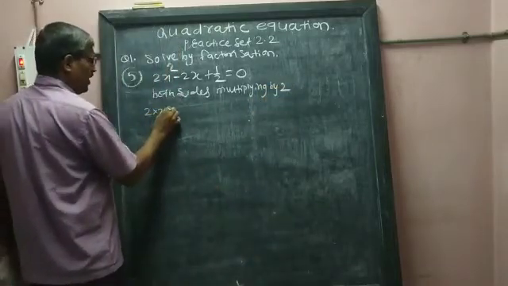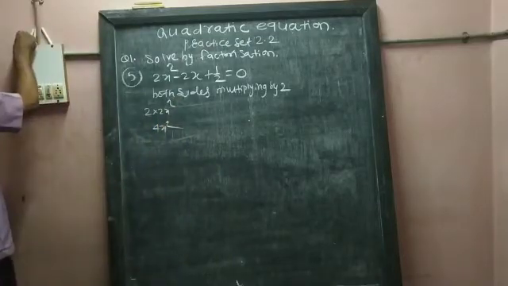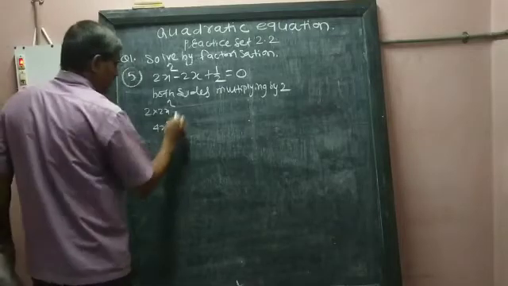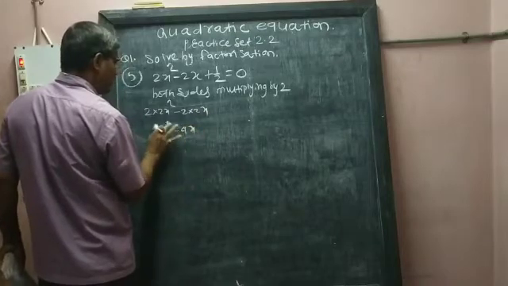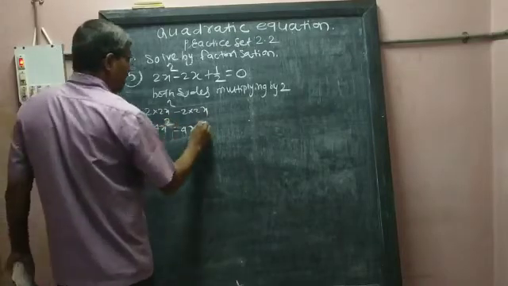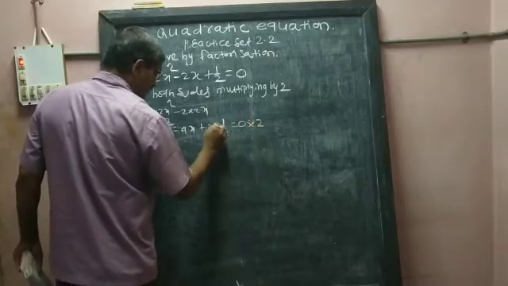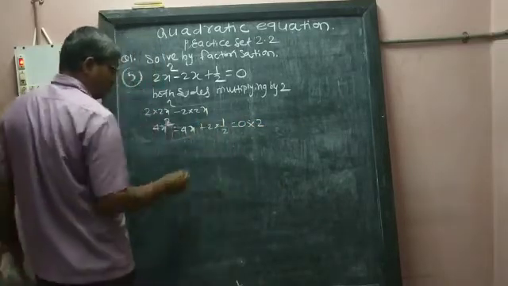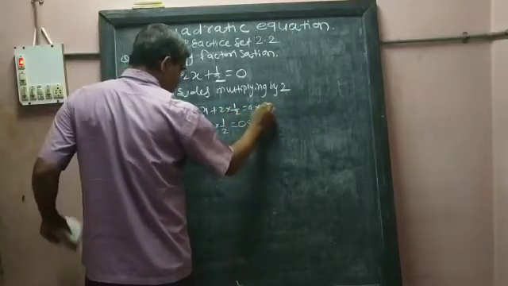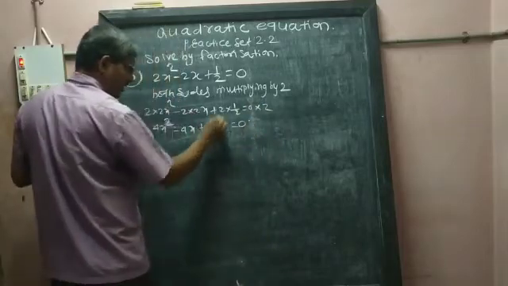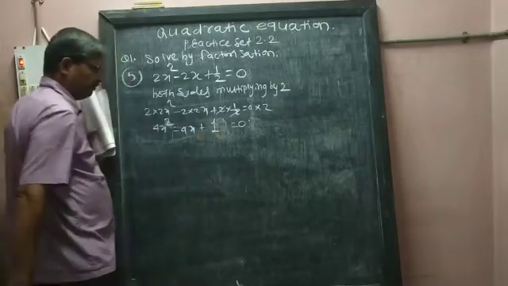2 into 2x square means 4x square. Now here 2 into 2x means minus 4x and plus 2 into 1 upon 2 is equal to 0 into 2. Oh sorry, I have to write here this all, plus 2 into half is equal to 0 into 2. You will get here 0 as it is, these two cancelled, and what is remainder? 1 is remainder.